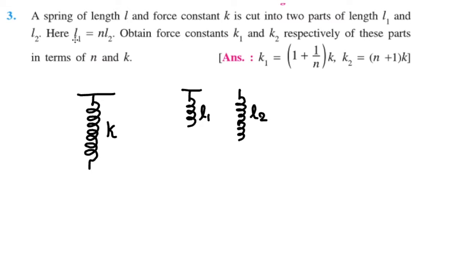Here one relation is given to us, L1 is equals to n L2. We are going to use this. Now obtain the force constants K1 and K2 respectively of these parts in terms of n and K. So this one probably is having force constant K1, and this one is having force constant K2.